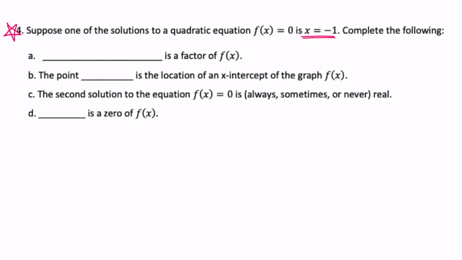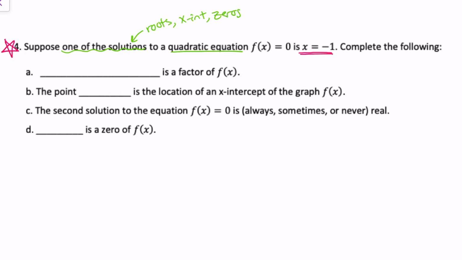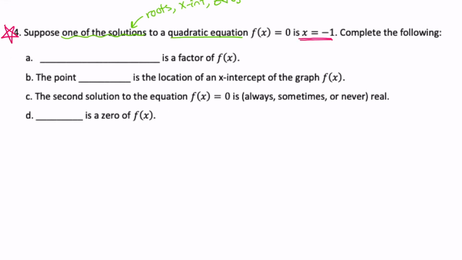So there's our solution. Let's take a moment to consider what it means to be a solution before diving deep into this problem. It says, suppose one of the solutions to a quadratic equation f of x equals 0 is x equals -1. Remember, solutions we have multiple synonyms for. They're called roots, they're called x-intercepts, they're called zeros. So x equals -1, I know I could actually plot on the x-axis right there at (-1, 0). It says blank is a factor of f of x.